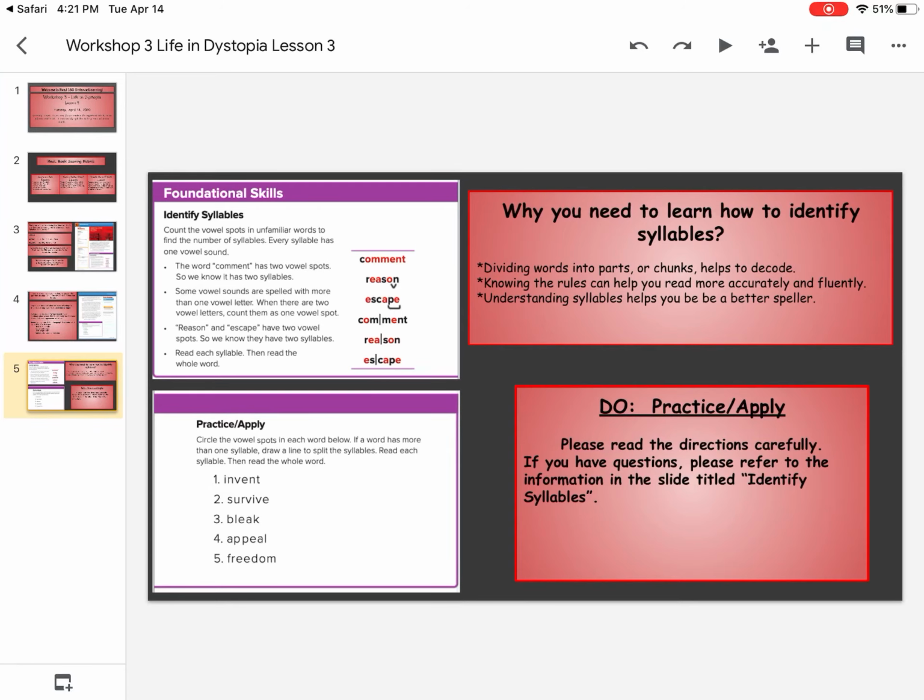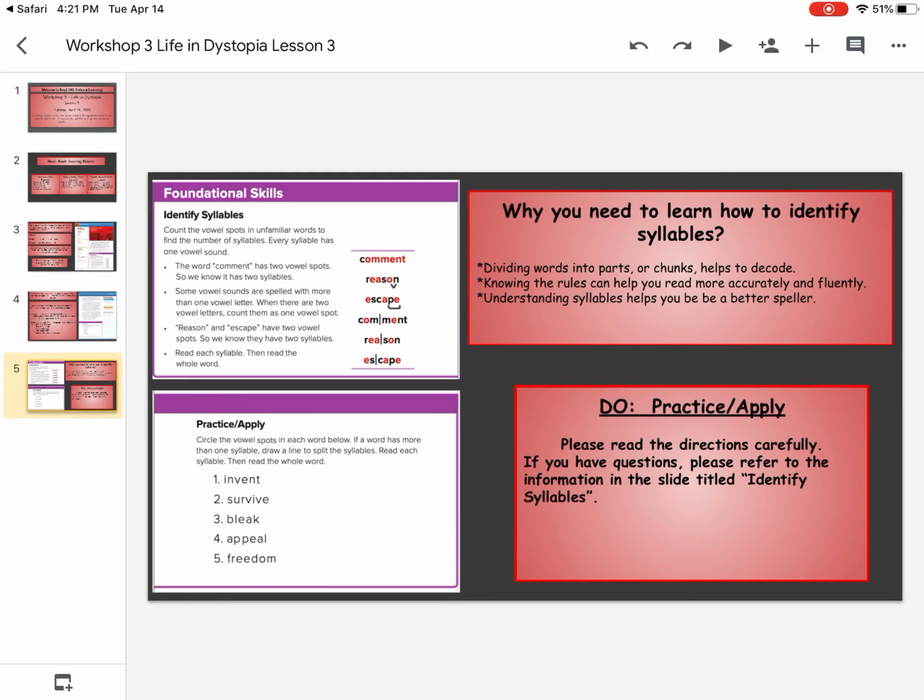And the last word, escape. You'll notice the first letter E has the first vowel spot, but that A and that E kind of go together even though there's a P in between them. It sounds a little confusing, so no worries. We'll just do the best we can.